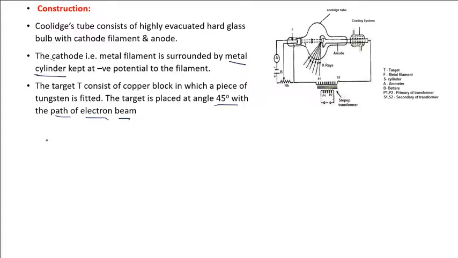So why is this target inclined at an angle of 45 degrees with the path of the electron beam? It is very simple. It is inclined so that the X-rays produced don't get mixed with the incoming electrons. So to avoid mixing of X-rays with the incoming electron beam, the target is inclined at an angle of 45 degrees.